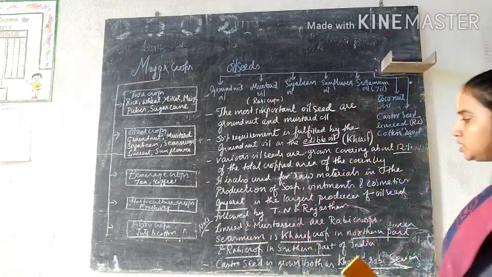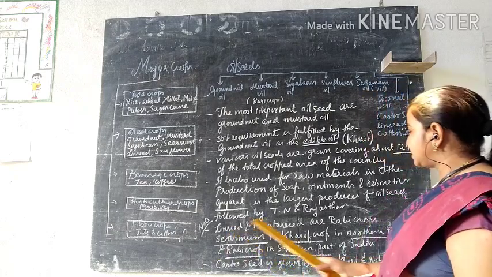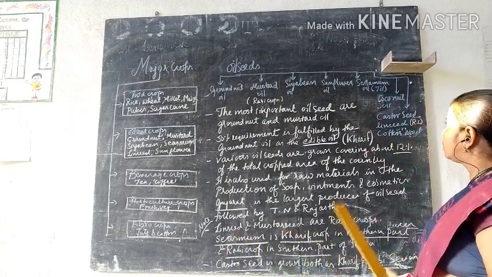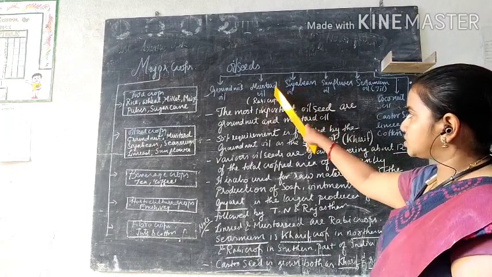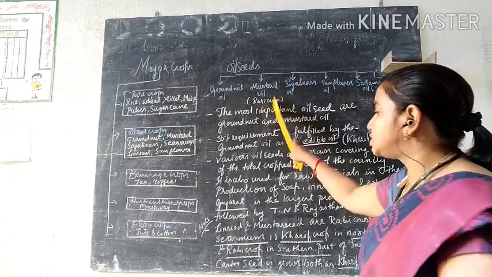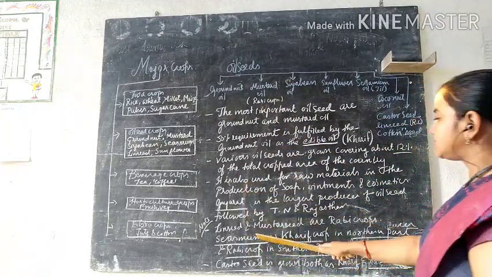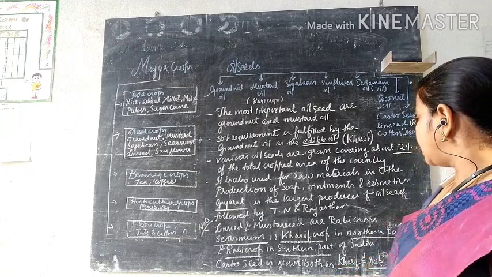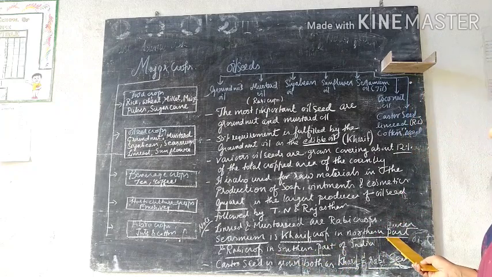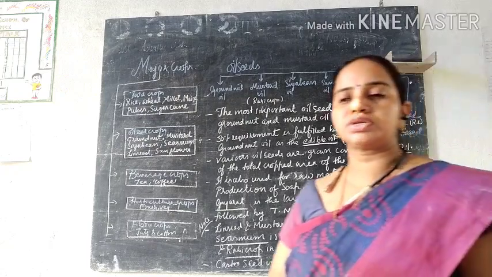And the thing to be noted here is what? Linseed and mustard seeds are your rabi crop, which I have just told you in the initial point. These are intercrops. And sesame is grown as a kharif crop in the northern part and a rabi crop in the southern part of India. So that is to be noted down.